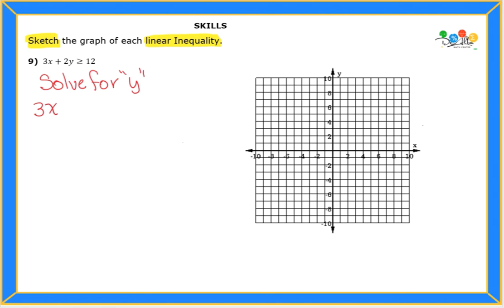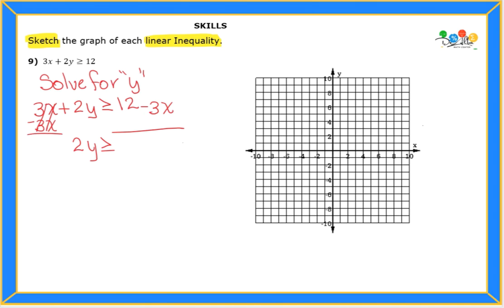So I'm going to write down my inequality exactly as it appears. Then I want to follow the steps for solving for y. So I am going to get rid of the 3x by taking away or subtracting 3x's on both sides. Okay, this cancels, 3x minus 3x cancels, so it's a 0. And I'm going to bring down the 2y greater than or equals.